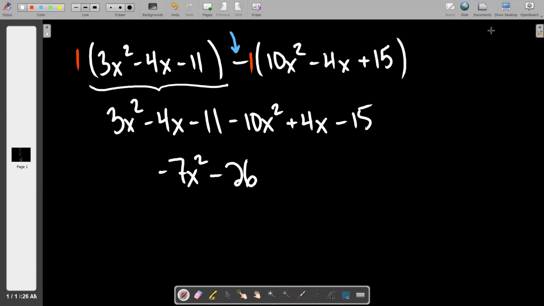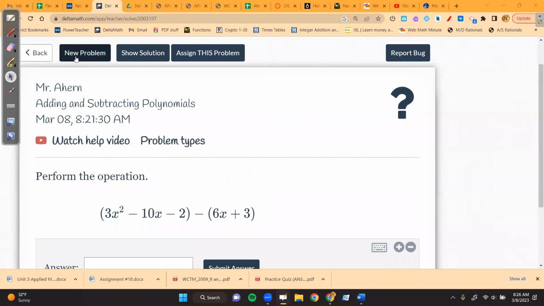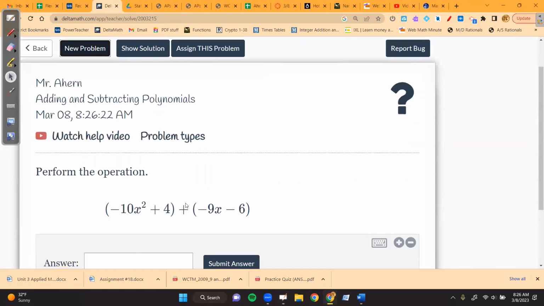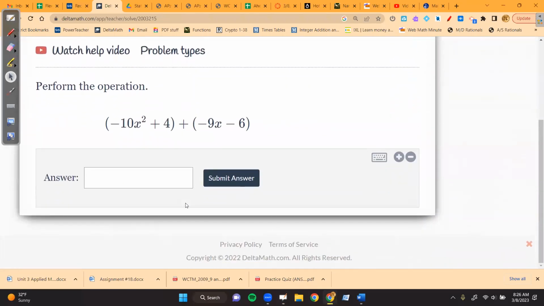And so when I'm clicking through my Delta Math, if I see an addition problem like this, I'm sorry, math gods, I don't respect this problem enough to show work. Because what's the plus going to do? Nothing. I'm just going to combine like terms. So how many x squareds will I have in my answer? So I'm just going to have -10x squared.